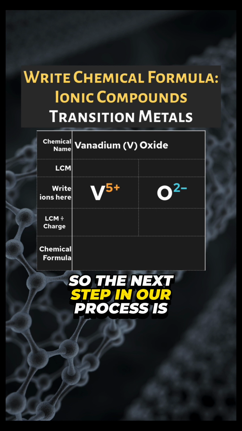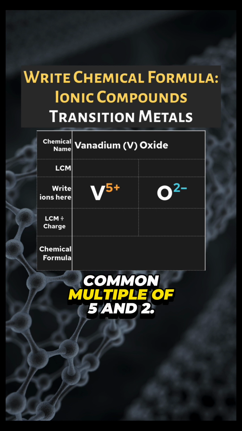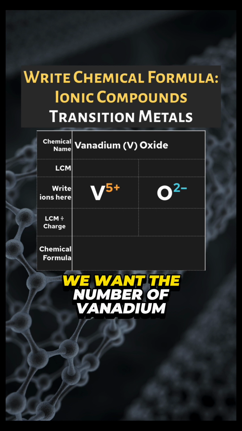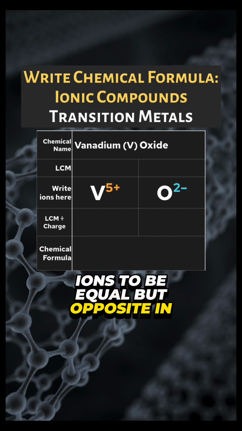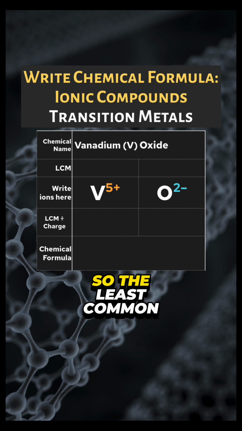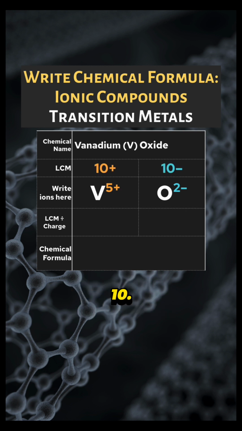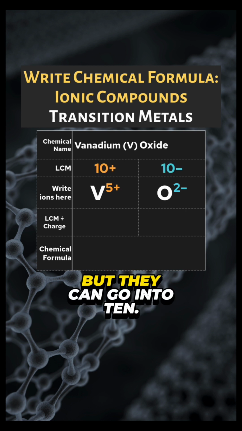So the next step in our process is to find the least common multiple of 5 and 2. We want the number of vanadium and oxide ions to be equal but opposite in their total charges. So the least common multiple here is going to be 10. 2 and 5 can't go into each other, but they can go into 10.